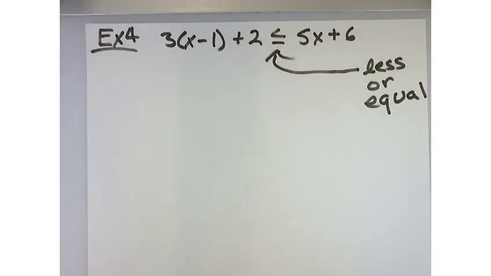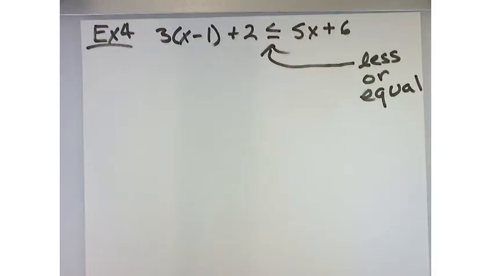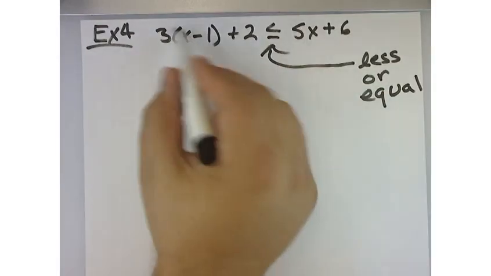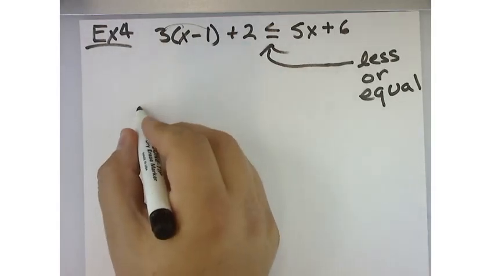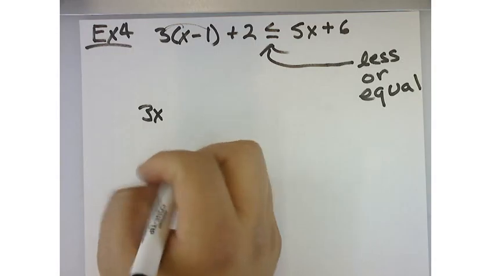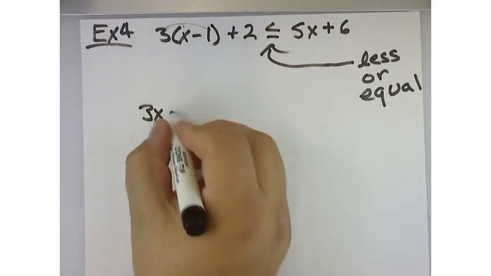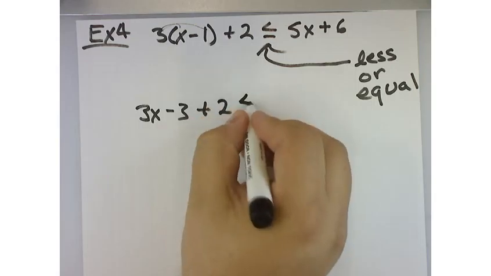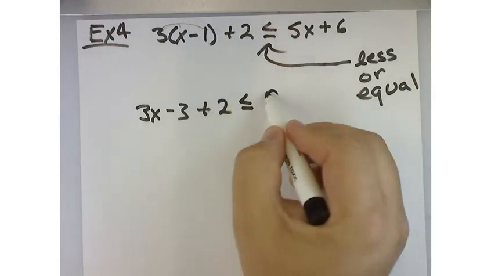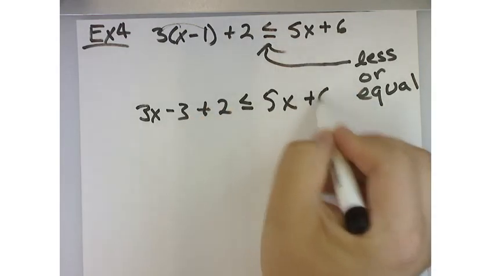Okay? And so we do this problem just like we did the last one. I'm going to distribute the 3 through the parentheses first. Positive 3 times x is a positive 3x. Positive 3 times negative 1 is a negative 3. The plus 2 doesn't do anything but hang out for a while. And then I've got 5x plus 6 over here.